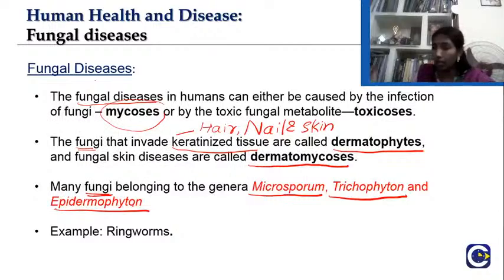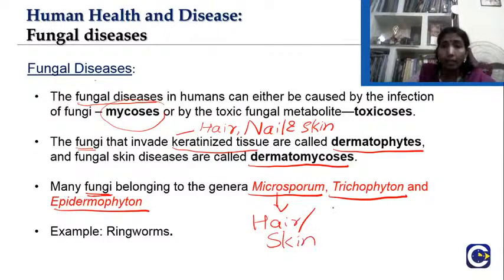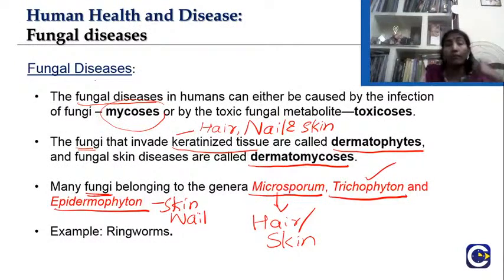Microsporum affects only the hair and skin. Trichophyton affects hair, skin and nails. What about Epidermophyton? It affects the skin and nail, not the hair. So this is the difference we make. Microsporum is specific for hair and skin. Trichophyton affects all the keratinized tissue. Epidermophyton affects only the skin and the nail.